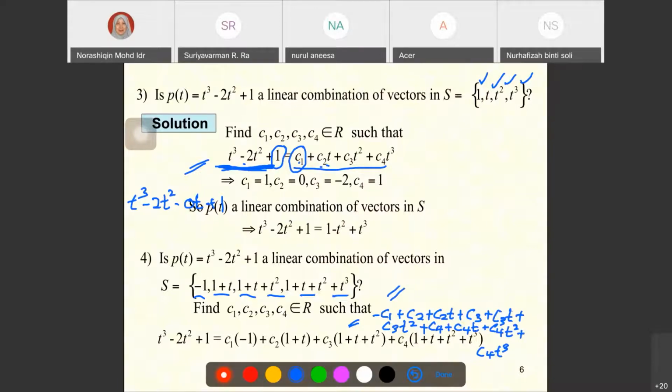Okay, now look at the scalar. So we have only one, negative C1. Okay, now in front of t. Apa in front of t? Tak ada. Sorry. Untuk yang pemalas ada apa? Negative C1 plus C2 plus C3 kan? Silap.